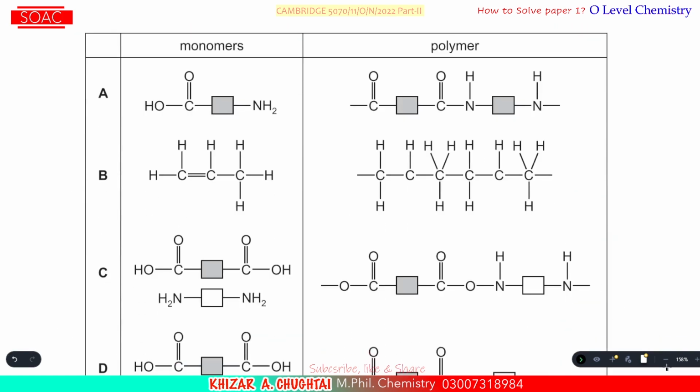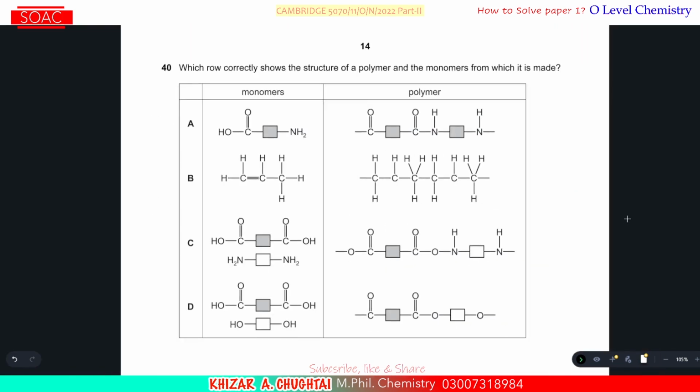The last question is question number 40. Which row correctly describes the structure of a polymer and the monomer from which it is made? The monomer is an amino acid, and its polymer should be protein or polypeptide. It's not a polypeptide. Here once again, this is an alkene, propene, and there must be the polymer, that is an addition polymer, but this structure should be over here like that.